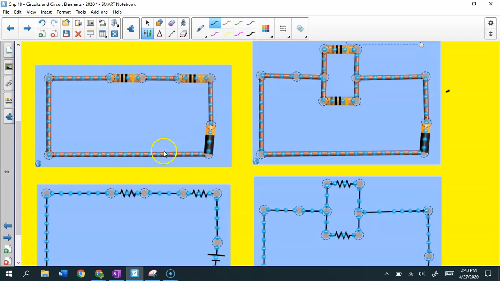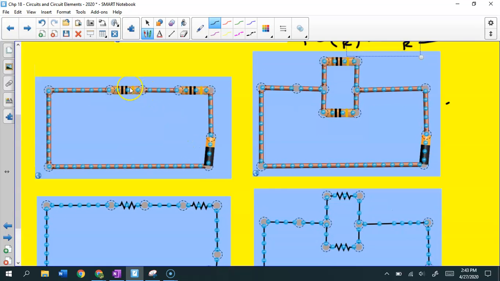Now, here's what happens. As these electrons flow through, they encounter resistor number one, so that right there is a resistor, and then they encounter resistor number two, and by the time they come back to the battery, they have lost all their potential to do much because the resistors have taken up all of that charge, right?